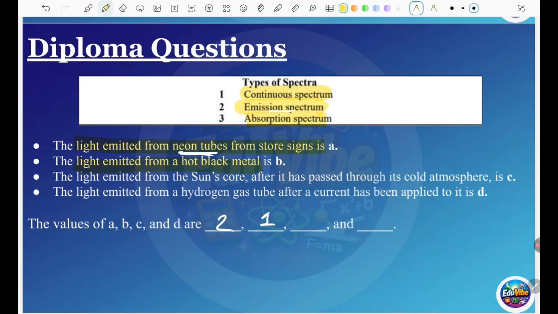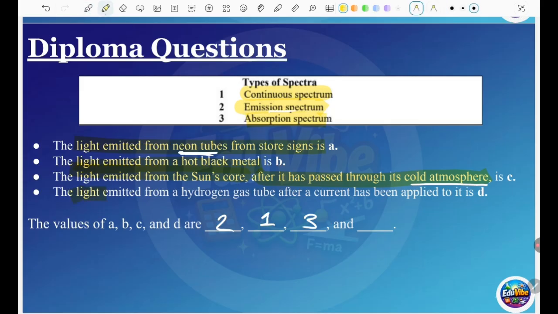Next one, the light emitted from the sun's core after it has passed through a cold atmosphere. When they mention the cold atmosphere, there is no electricity, nor do we use other things like heat. With a cold atmosphere, that is absorption, because it absorbs. So this is your number 3.